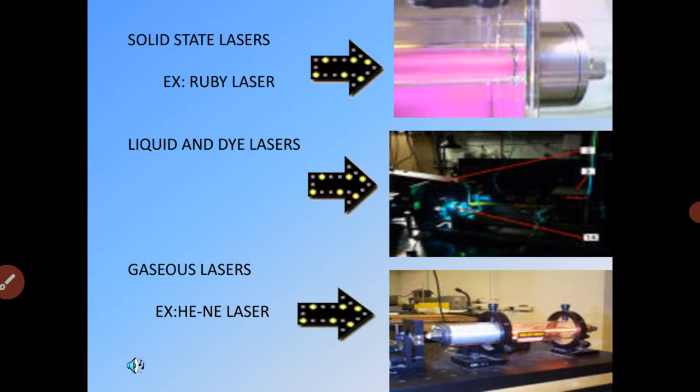Here in this case, in the second image we can see the liquid material is used for the lasing process. Next is the gaseous lasers. This is the helium neon laser. Helium neon gas is used here for the conduction of electrons or ions. So this helium and neon is the gaseous material, so the laser is known as the gaseous laser.